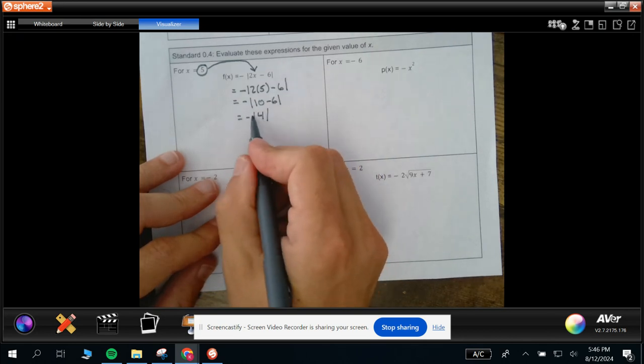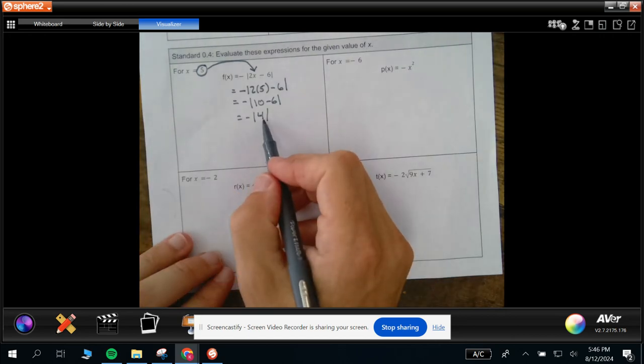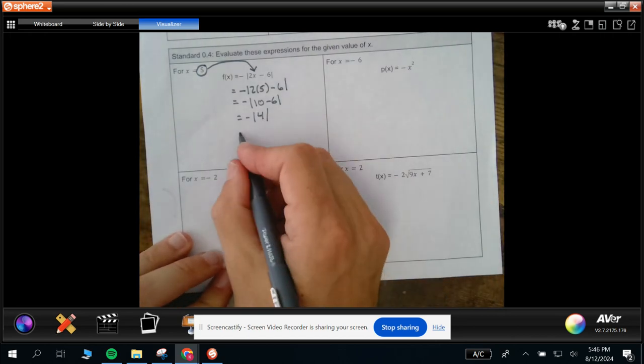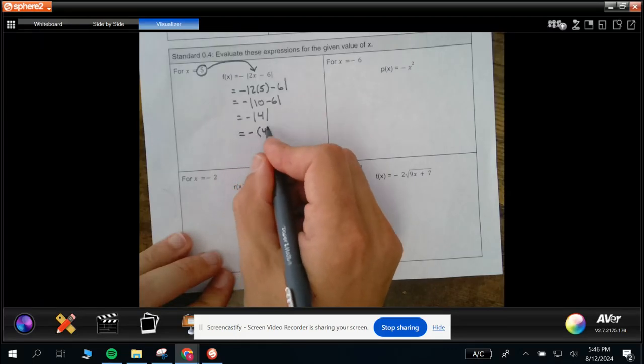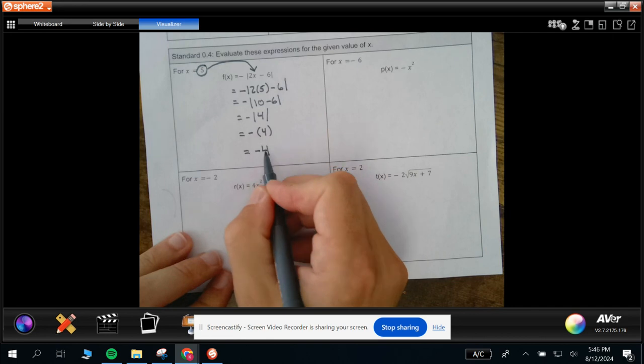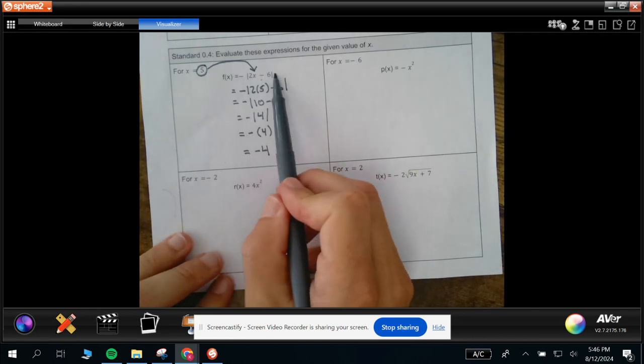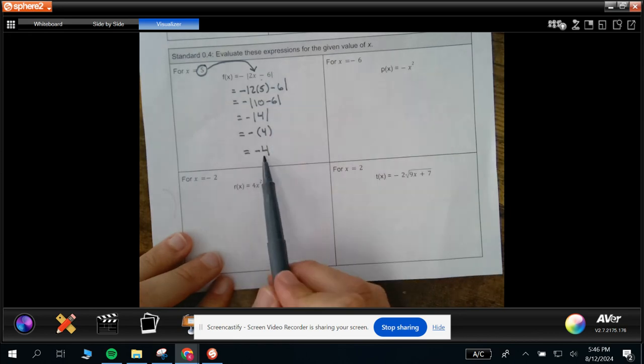Now these bars, what do those bars mean? Those are absolute value. It means we take whatever number is inside them and make it positive. It's already positive, so it just stays a 4. Don't forget about this negative in front. It's still there. So our final answer is negative 4. So what this means is when x is 5, this expression right here is equal to negative 4.